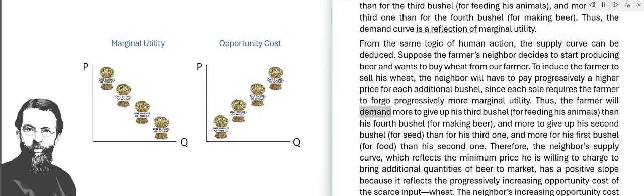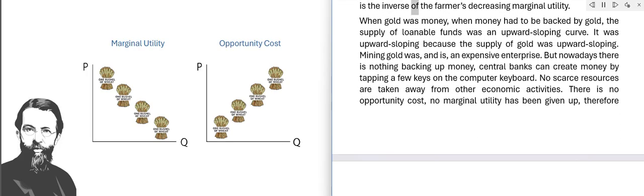Thus, the farmer will demand more to give up his third bushel, for feeding his animals, than his fourth bushel, for making beer, and more to give up his second bushel, for seed, than for his third one, and more for his first bushel, for food, than his second one. Therefore, the neighbor's supply curve, which reflects the minimum price he is willing to charge to bring additional quantities of beer to market, has a positive slope because it reflects the progressively increasing opportunity cost of the scarce input, wheat. The neighbor's increasing opportunity cost is the inverse of the farmer's decreasing marginal utility.